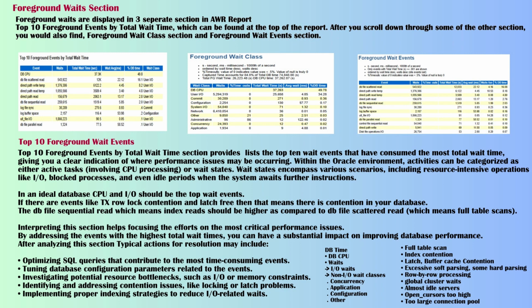Interpreting this section helps focus the efforts on the most critical performance issues. By addressing the events with the highest total wait times, you can have a substantial impact on improving database performance. After analyzing this section, typical actions for resolution may include optimizing SQL queries that contribute to the most time-consuming events, tuning database configuration parameters related to the events, investigating potential resource bottlenecks such as I/O or memory constraints, identifying and addressing contention issues like locking or latch problems, implementing proper indexing strategies to reduce I/O related waits.